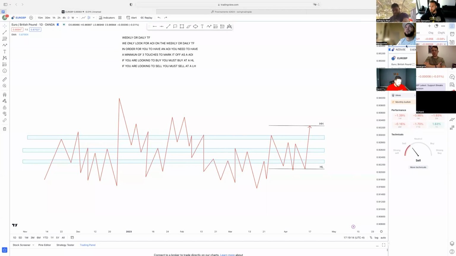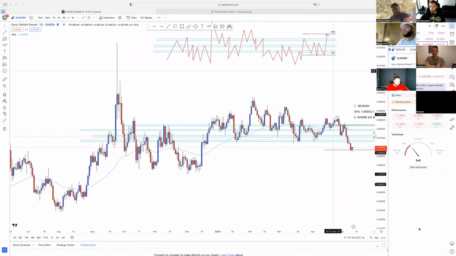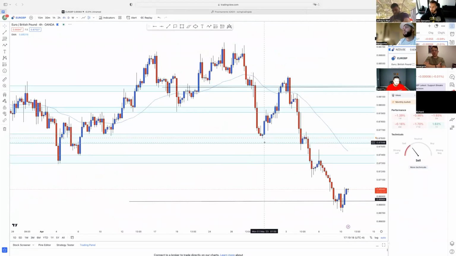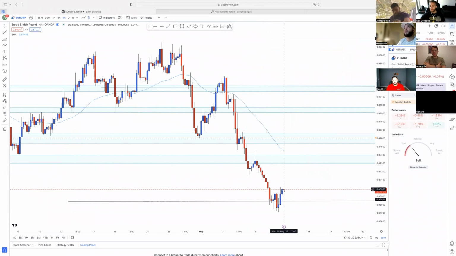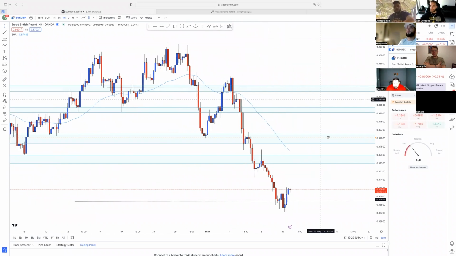For example, let's go back to this one on the 4-hour that we were looking at. So now this candlestick has closed above. So now this time frame is bullish. That's it. Simple. Areas of interest are only found in the daily and the weekly time frame.